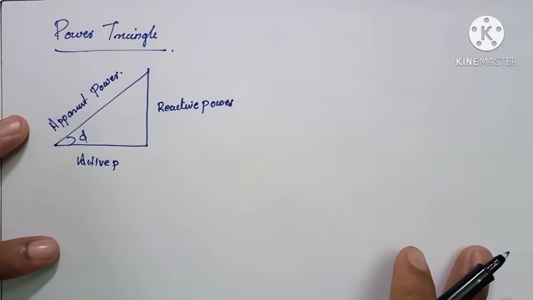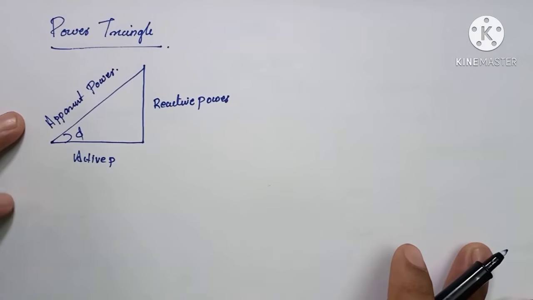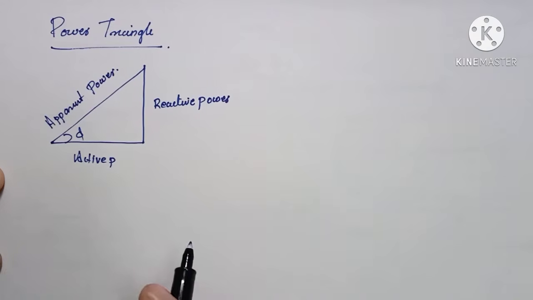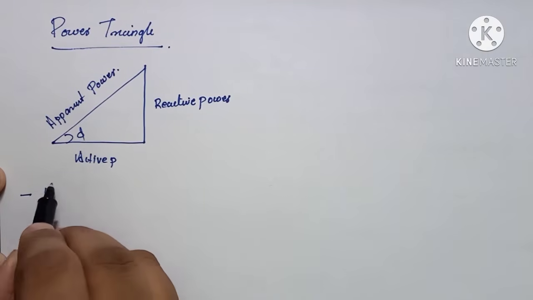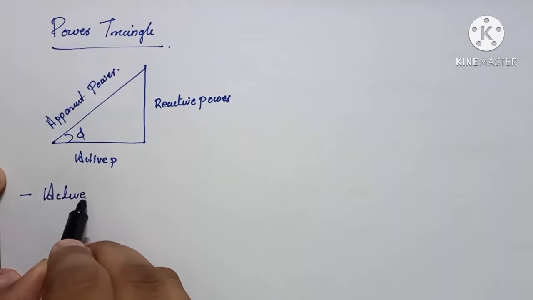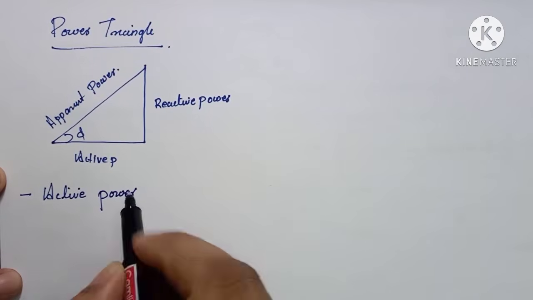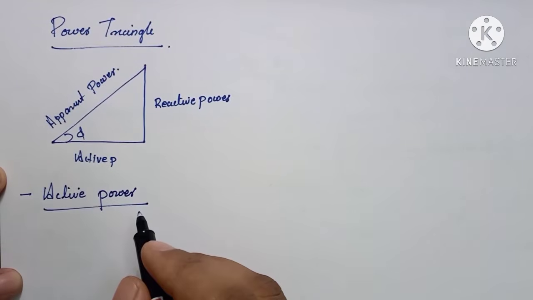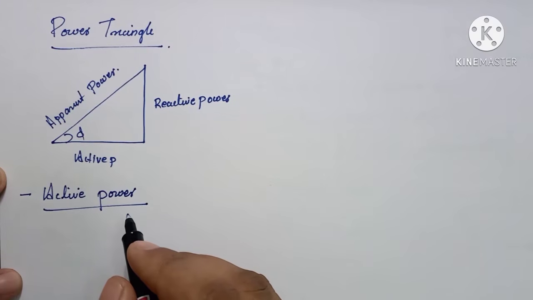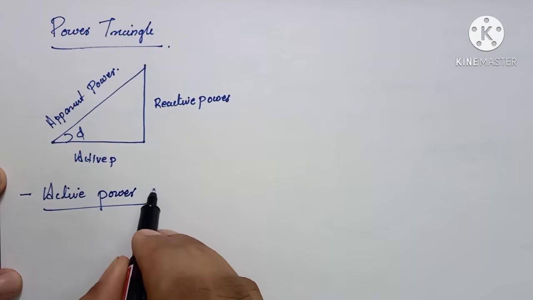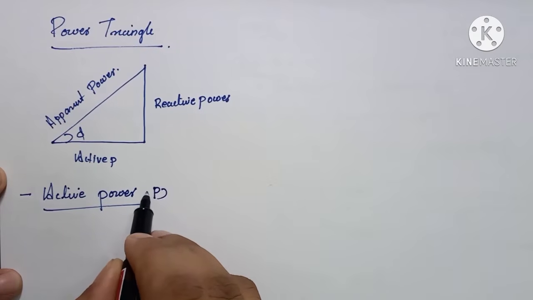Okay, first we can discuss about active power. What is this active power? It is normally represented by the letter P. Okay.